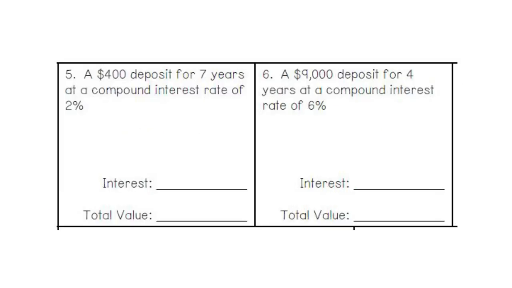Okay, so let's look at number 5 here. A $400 deposit for 7 years at a compound interest rate of 2%. So first off, I want you to pay attention to what they're asking. So highlight or write down what formula you're going to use. Compound interest. We know we have a deposit of $400, so that's going to be my initial amount. We know it's going to be 7 years. And we also know that it is at a rate of 2%.